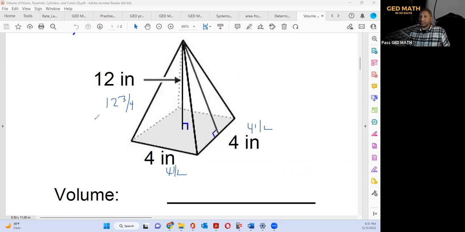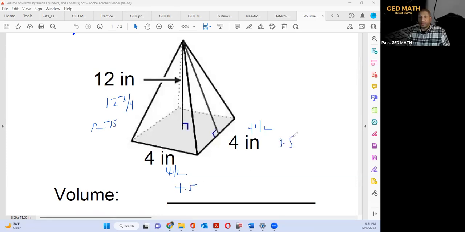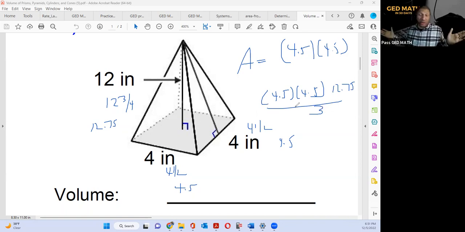Change them to decimals. 12.75, 4.5, 4.5. And then you grab your calculator, because we know the area of the base is 4.5 times 4.5. So whatever that is, multiply by the height, which is 12.75, divided by 3. And then you just throw it in your calculator.